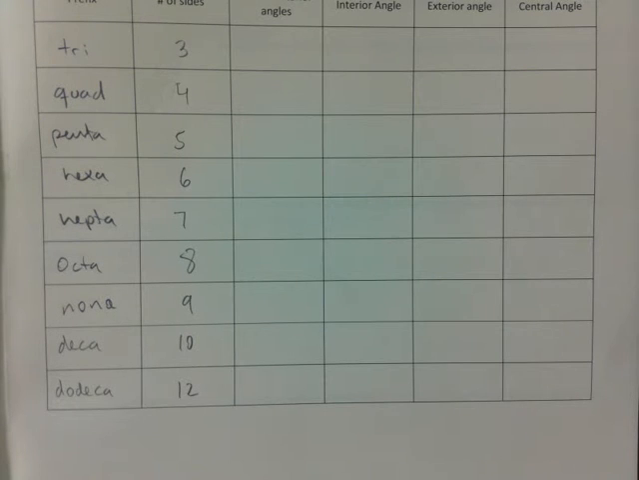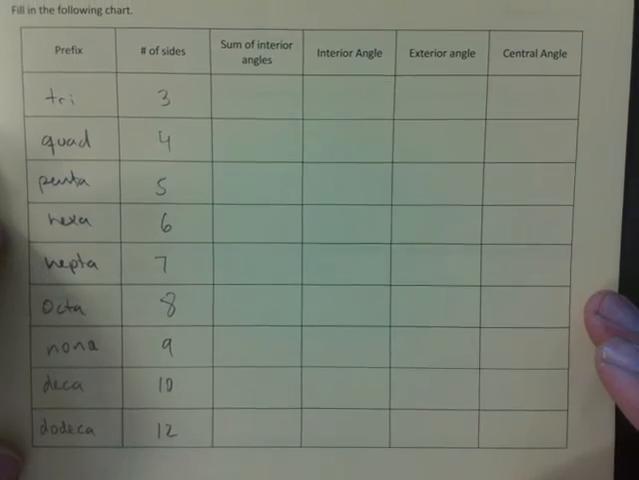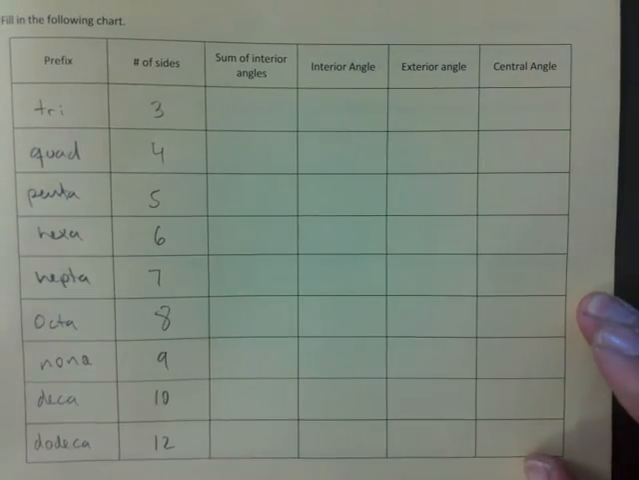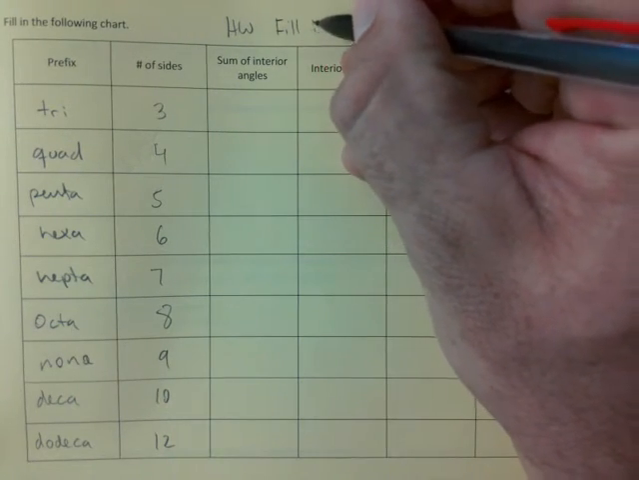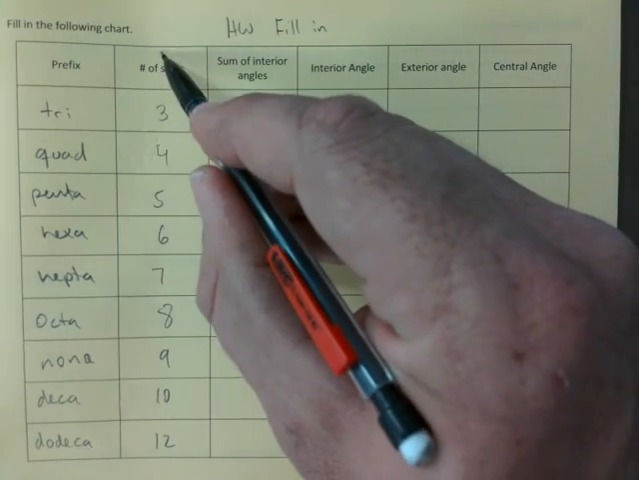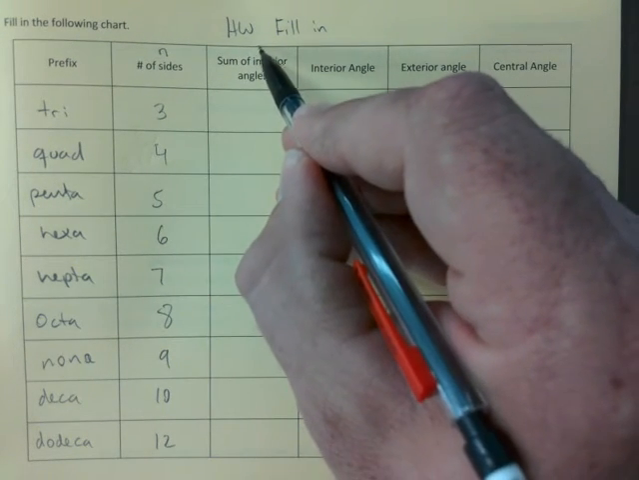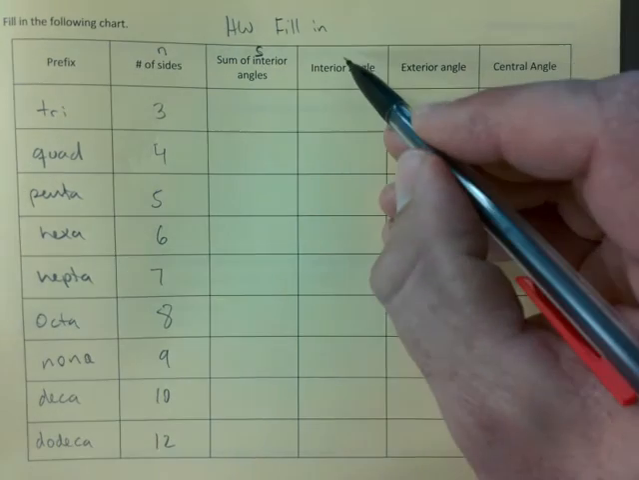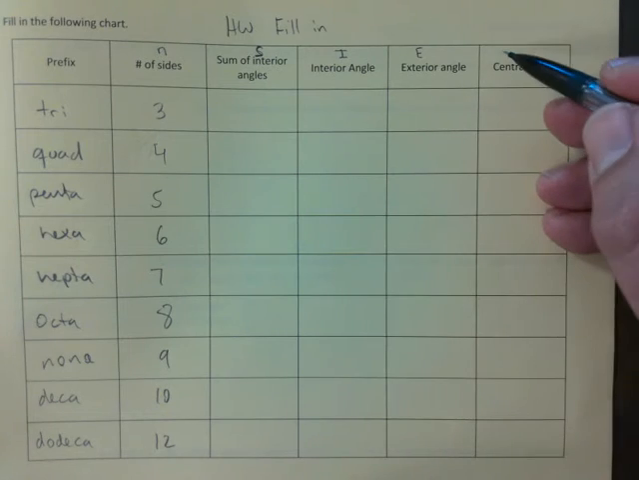So basically at the top here, I'm going to ask you to just write down homework, fill in. And I want you to pay attention to some of the patterns you will observe. So number of sides is n. Sum of interior, you will just use this formula for S. Interior angle is I. This is exterior, and this is your central.